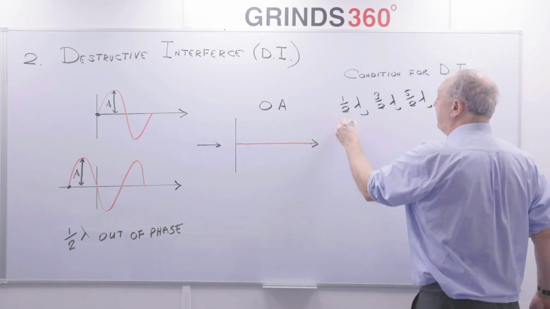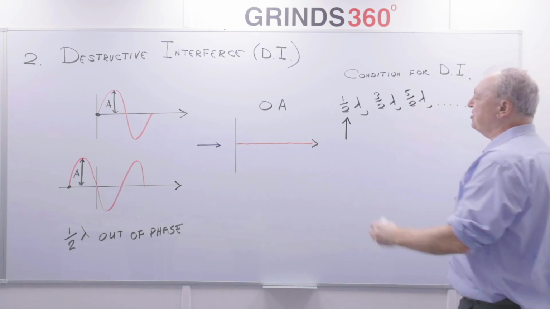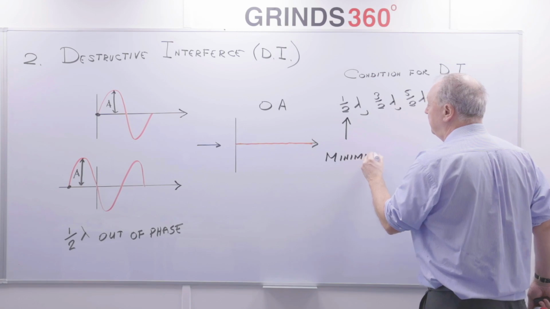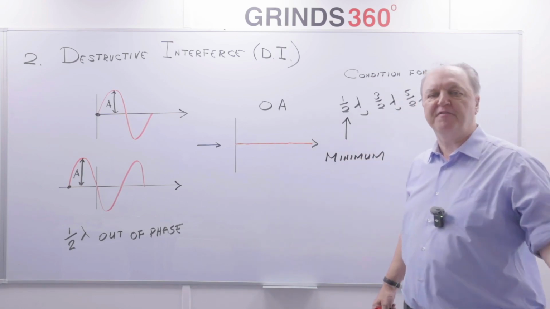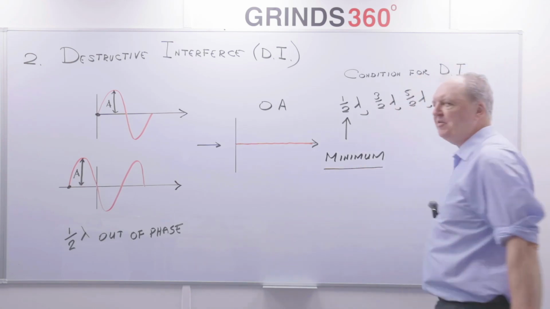This is the one I think they'll ask you mainly in the exam. They'll sometimes say, what is the minimum condition for DI? And the minimum condition is they are half a wavelength out of phase. And that's the one where they will ask most of their problems.